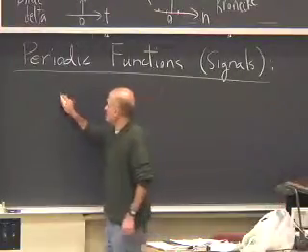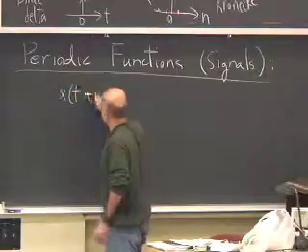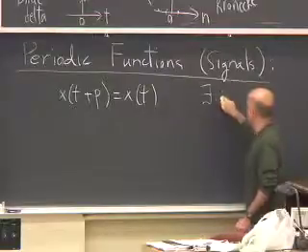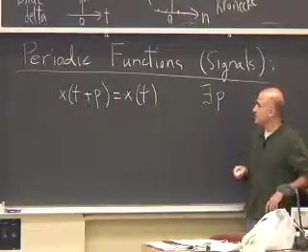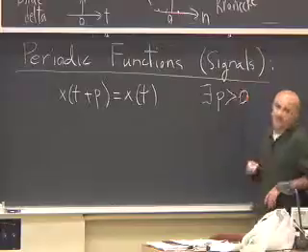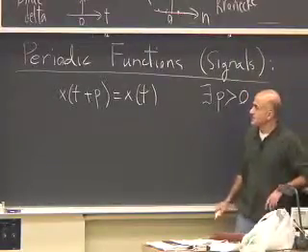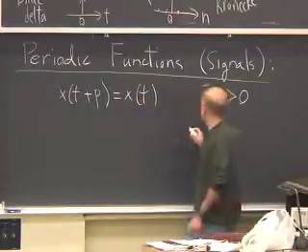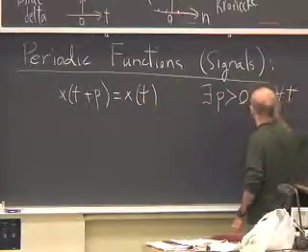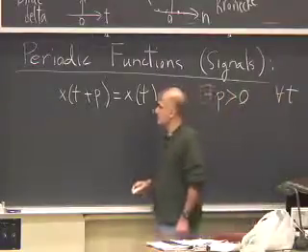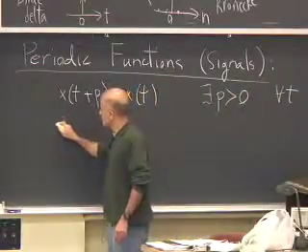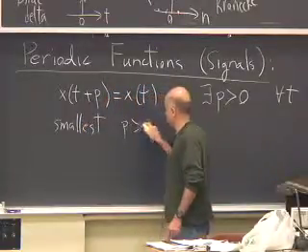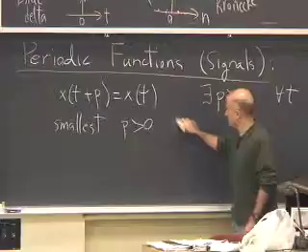A signal is called periodic if there is a p, typically we take it to be greater than 0, such that when you shift the signal by p, you get the same signal back. And this has to be true for all t. The smallest positive p is called the fundamental period.